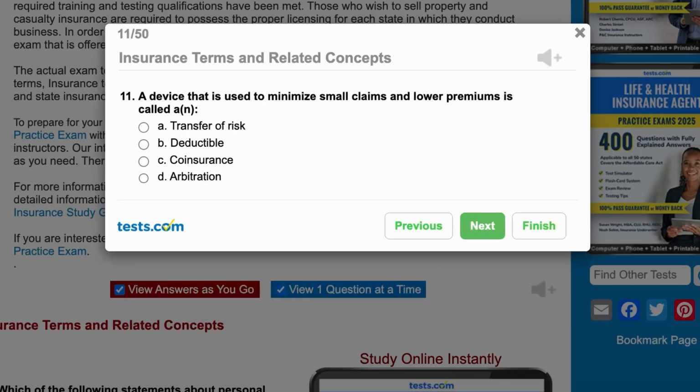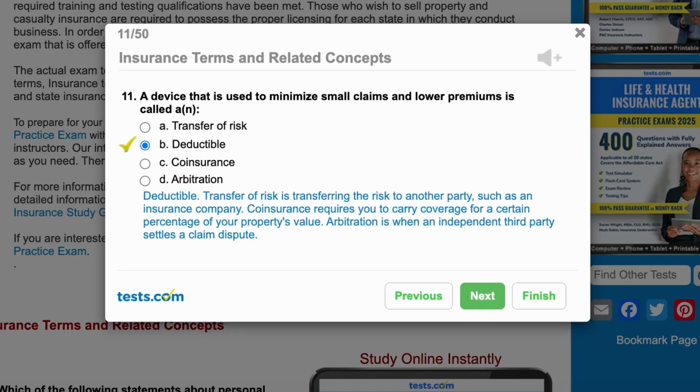Question 11. A device that is used to minimize small claims and lower premiums is called a A. transfer of risk, B. deductible, C. coinsurance, D. arbitration. B. deductible. Transfer of risk is transferring the risk to another party, such as an insurance company. Coinsurance requires you to carry coverage for a certain percentage of your property's value. Arbitration is when an independent third party settles a claim dispute.